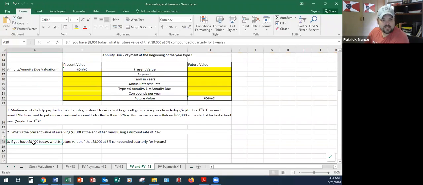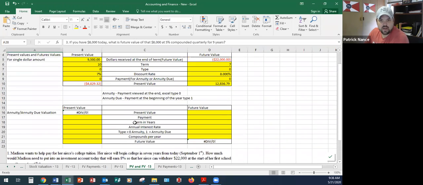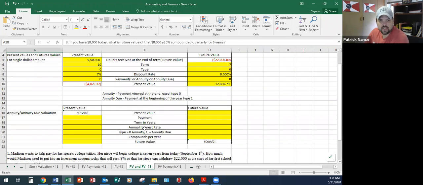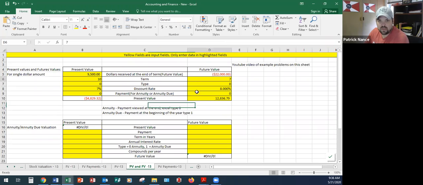Third problem says if you have $8,000 today, what is the future value of that $8,000 compounded quarterly for 9 years? Okay, so here's where it gets a little trickier because we have compounding multiple times a year. So I have two different ones here. This one really is for annuities, but I also built it so that it works a little better with automatically figuring your number of terms if you have multiple compounds per year.